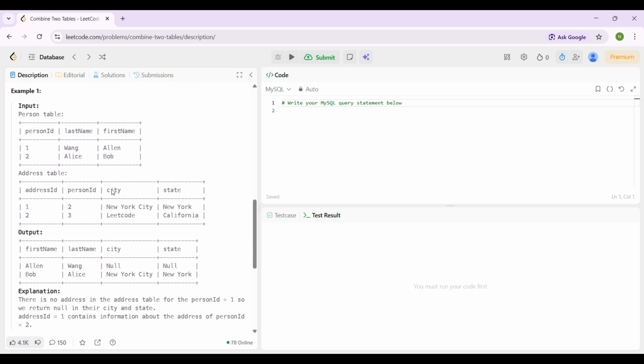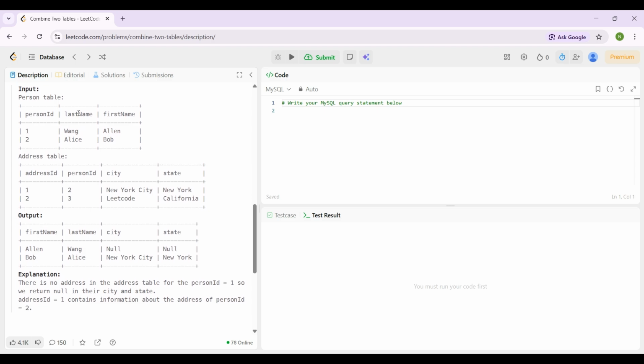Okay. See the example, you will get an idea. Here, the person table consists of person ID, last name is Wang, and first name is Ellen. And the address table here has address ID 1 and person ID 2. But here person ID is 1. We didn't have any person ID 1 in the address table.